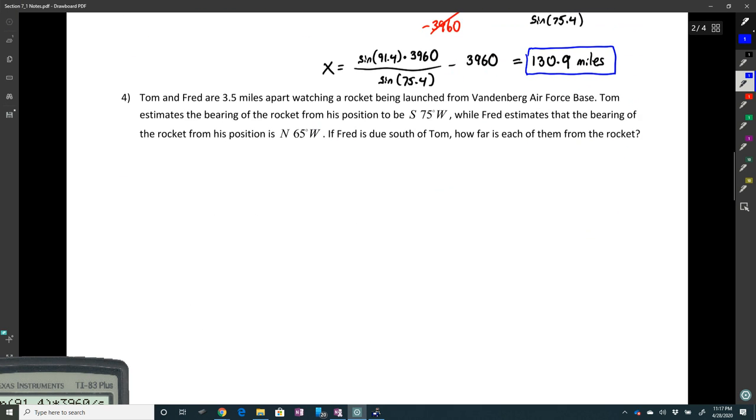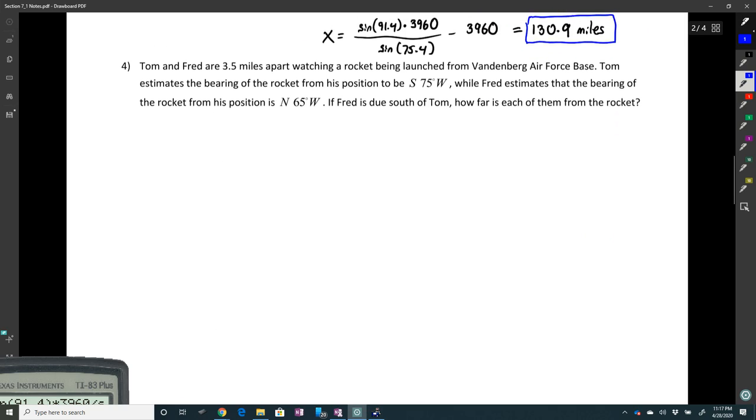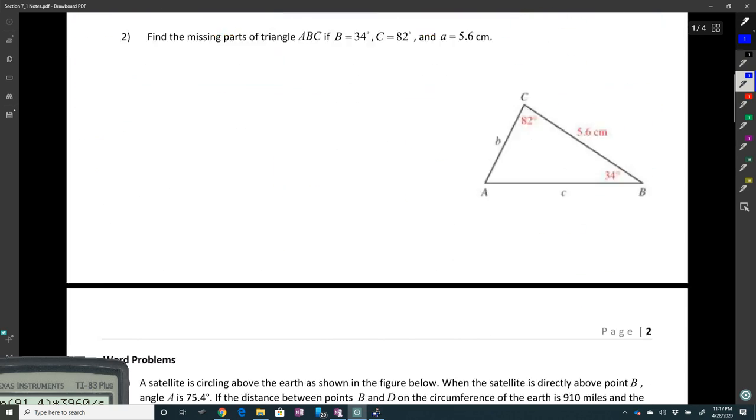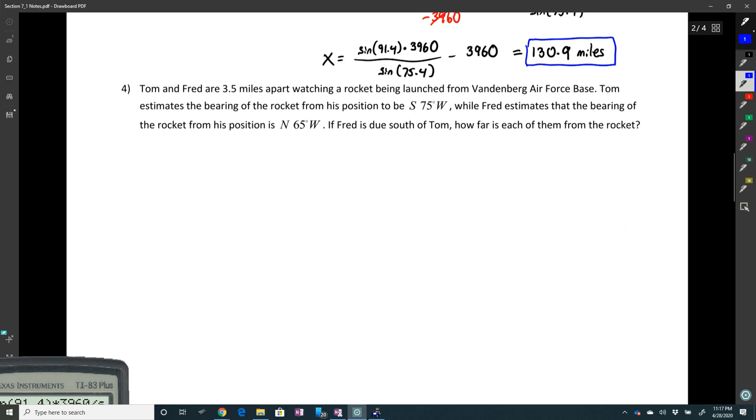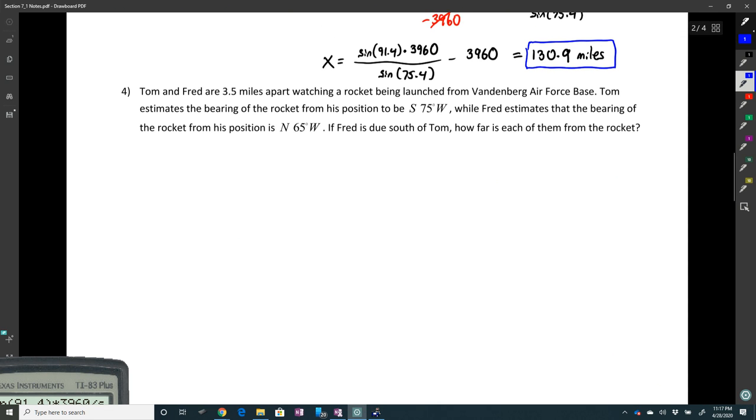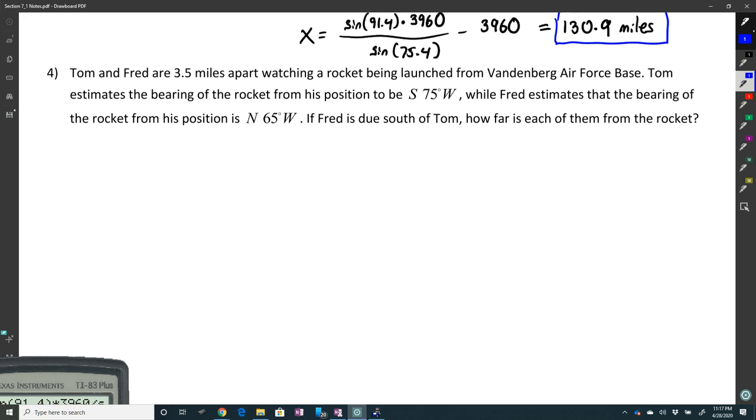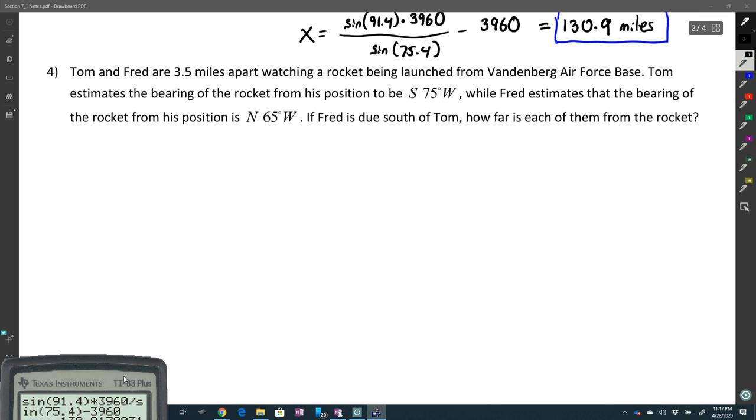Okay, next problem. This one's actually pretty easy. It's very similar to what we did over here. It just uses the weird angles, the south by southwest notation that we did way back in chapter 3. Or was it chapter 2? Anyway, Tom and Fred are 3.5 miles apart watching a rocket be launched from Vandenberg Air Force Base. Tom estimates the bearing of the rocket to be south 75 degrees west, and Fred estimates the bearing to be north 65 degrees west. If Fred is due south of Tom, how far are each of them from the rocket?